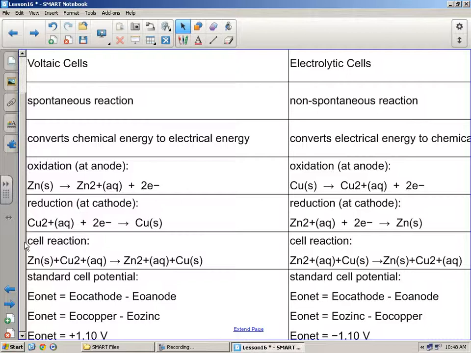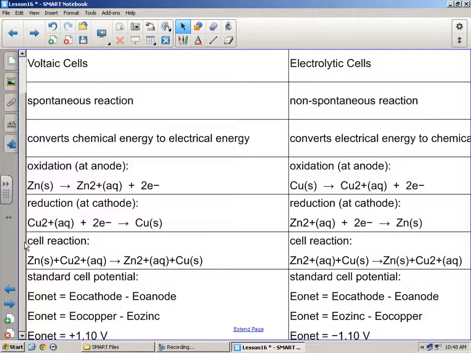They switch places again, so they basically float to the other side. The net cell reaction will be a little different because, remember, if you're adding these up, zinc solid and copper 2+ gives you zinc 2+ and copper. But with the electrolytic cell, we're doing kind of the opposite. So if you look here, it's copper and zinc 2+ giving you copper 2+ and zinc. So it's slightly different.